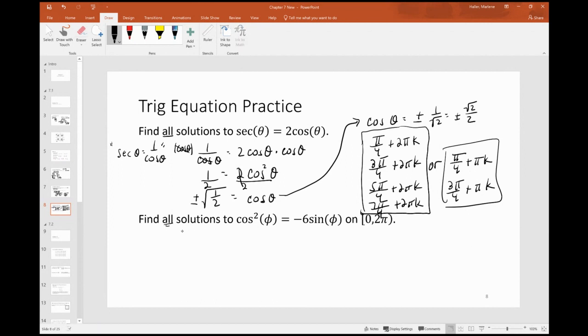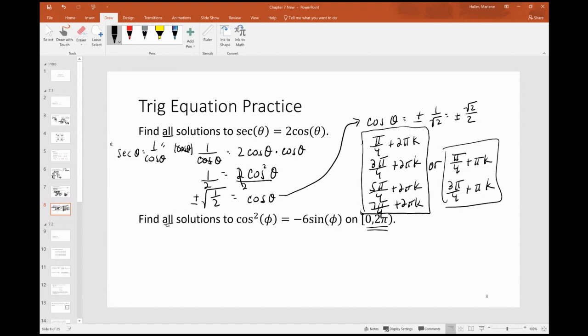Let's try one more. All right, find all solutions to cosine squared of, I think that's called phi, right? Phi. Cosine squared of phi equals -6 times the sine of phi. Here, we're only going to do it once around the unit circle. All right? Well, we're going to need to make a substitution here because we've got 2 different trig functions, right?